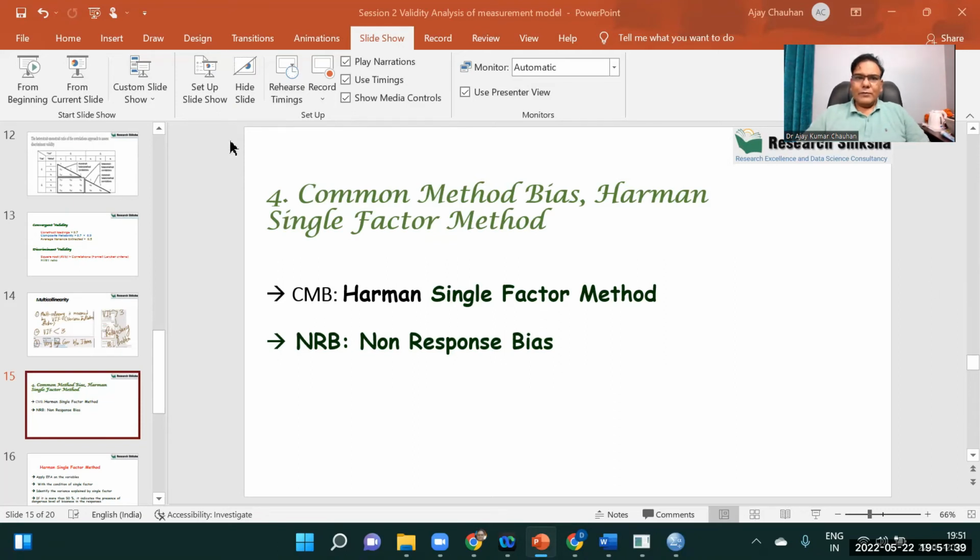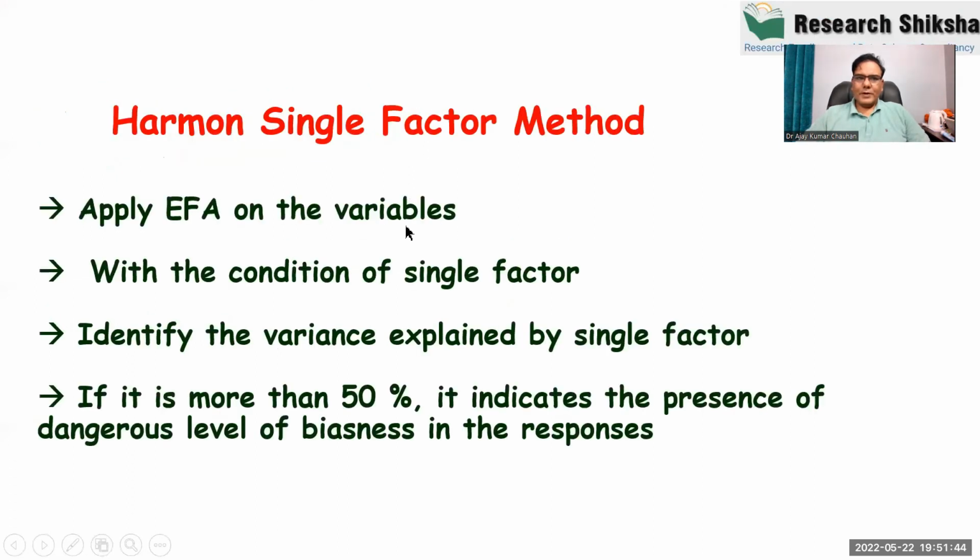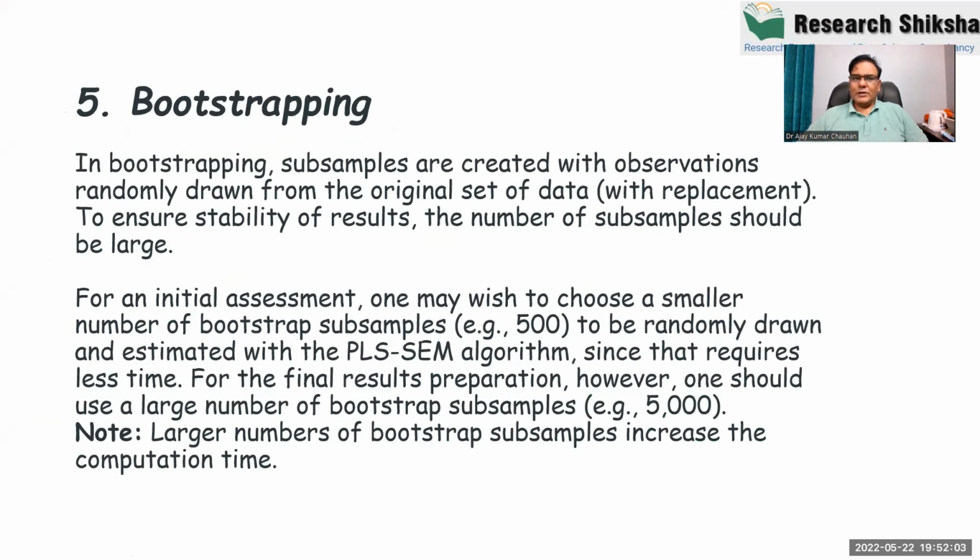The final concept which I am going to discuss today is the Harman single factor method. How we apply it: we look at the factor analysis, and the variance explained should be less than 50%. This method is very old, but it is still used by authors. And the fifth concept that we are going to use in Smart PLS is called bootstrapping. From tomorrow, we will use this term again and again.